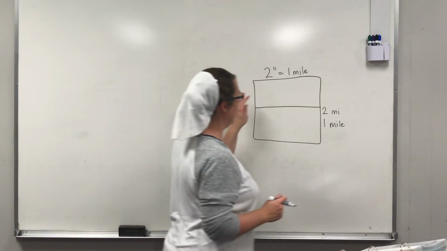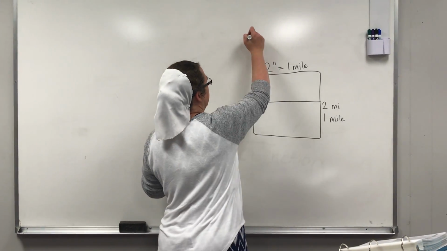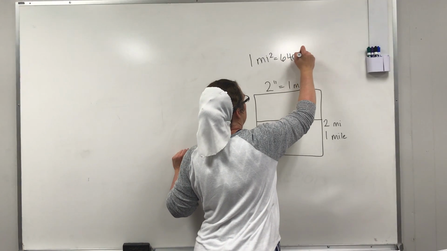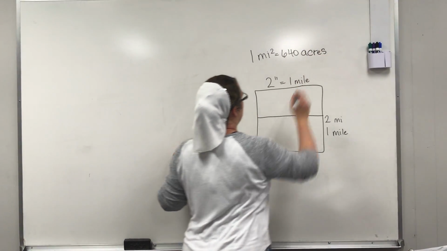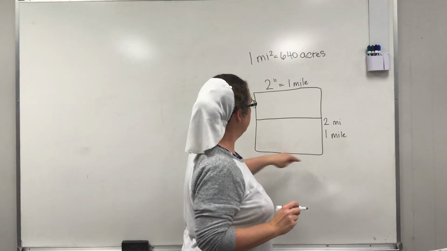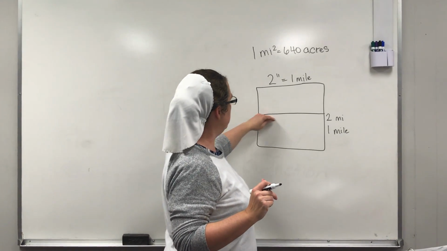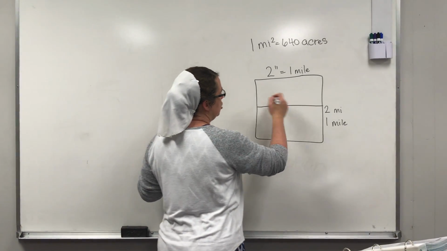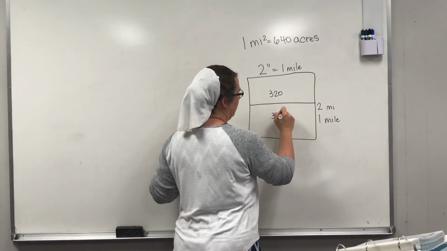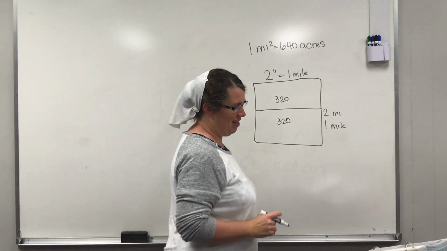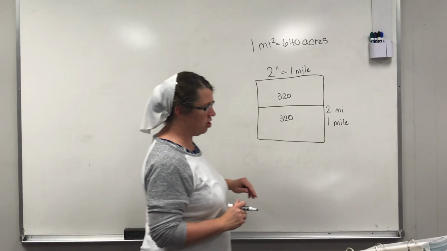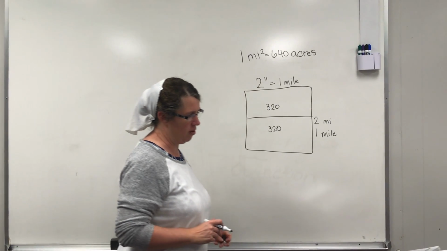And this whole box, remember, a square mile is 1 mile squared equals 640 acres. And that's what we have. We have 1 mile squared. So this whole box is 640 acres. All right, if we divide the square in half, each of these is going to be 320. So that's your first, number 1 says divide the square in half with a horizontal line. Each half section contains 320 acres.